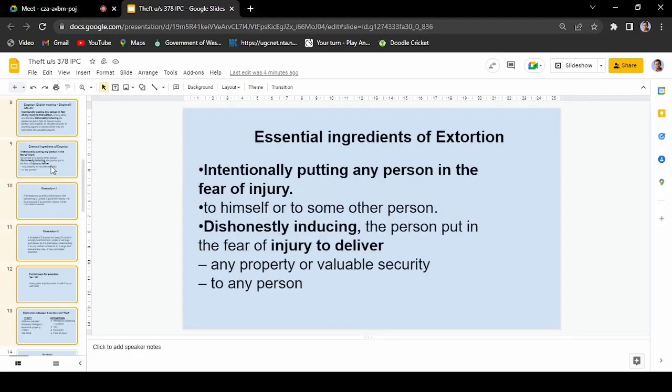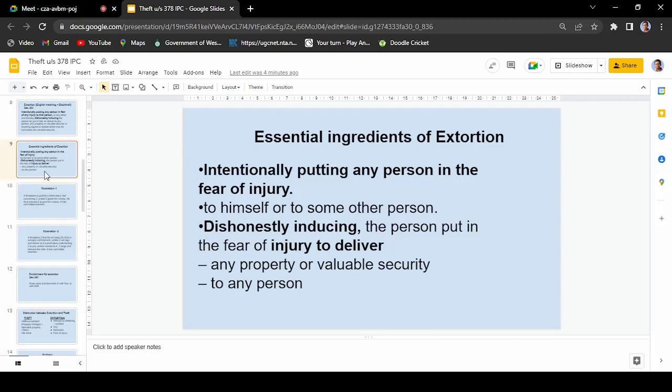What are the essential ingredients of extortion? First is intentionally putting any person in fear of injury. Number second is to himself or some other person, dishonestly inducing the person put in fear of injury to deliver any property or valuable security to anyone.